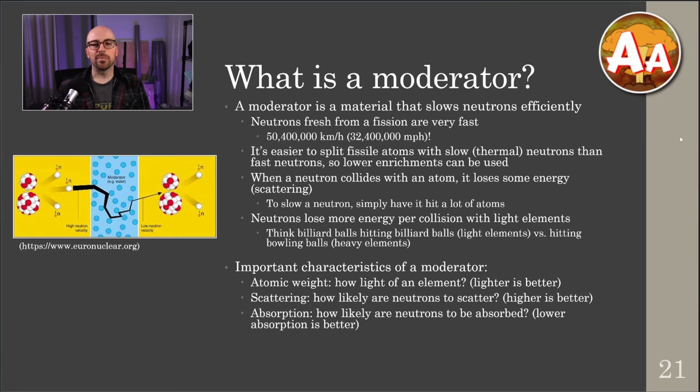The three main important things from a nuclear perspective about a moderator are: how light is it? Lighter is better. How likely are neutrons to scatter with it? Higher is better; more scattering is better. And absorption: how likely are neutrons to be absorbed by this isotope? Lower absorption is better, because an absorbed neutron cannot fission an atom.